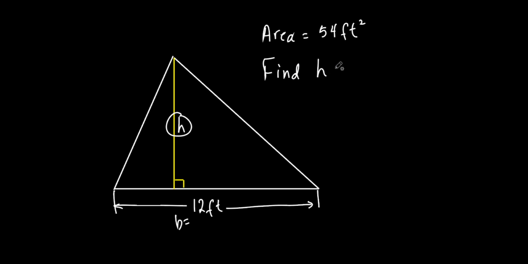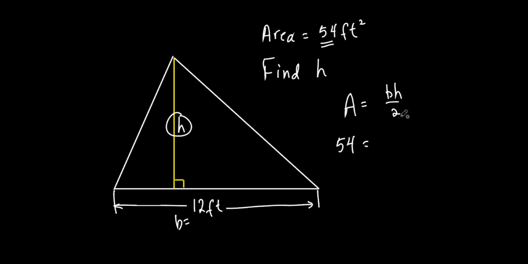Find h. So what I'm going to do is this. I am going to write down the formula. Area. It's a triangle. So what's the formula for a triangle? It's base times height divided by 2. Everybody see that? Let's put in all the stuff that we know. Do I know the area? Yeah, they told me the area. Okay, I didn't have to figure that out. So what I'm going to do is put a 54 in for area.